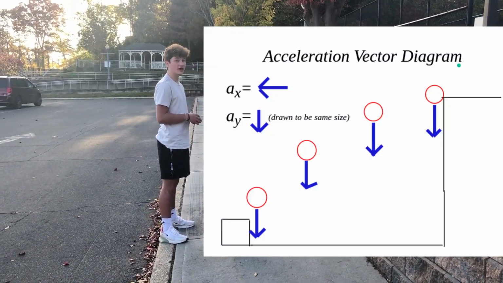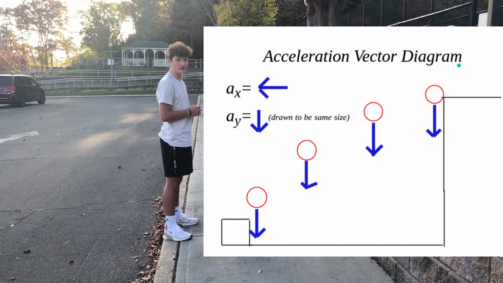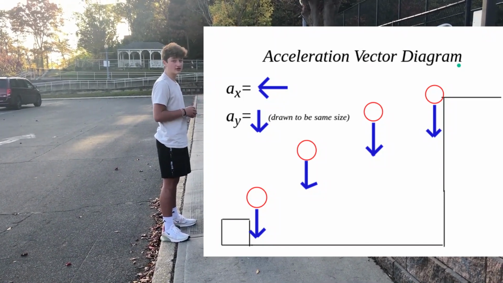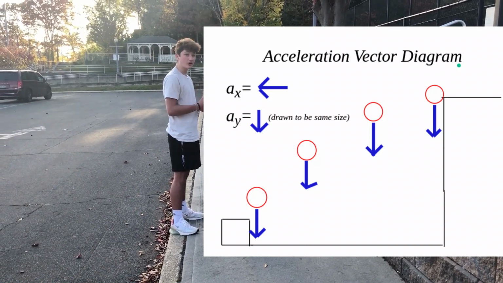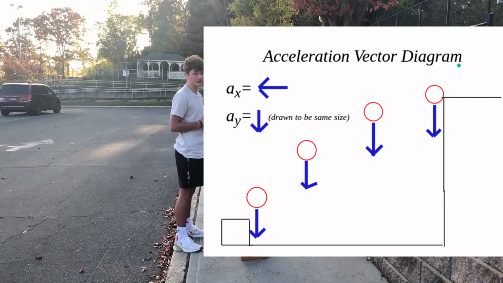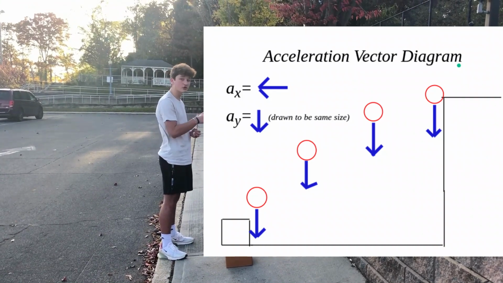Now this is our vector diagram for the acceleration of the ball. The acceleration of the y-axis, also known as the effect of gravity, is constant and negative, which is why the arrows are all pointed downwards and are all, of course, the same length. However, the acceleration of the x-axis is not present because it's a constant velocity, which means that there are no vectors.